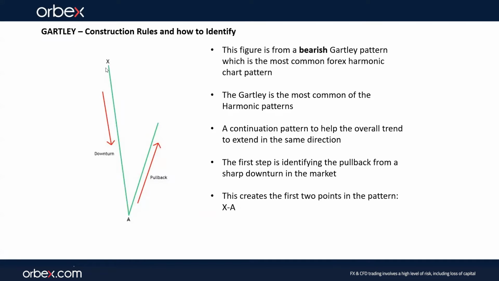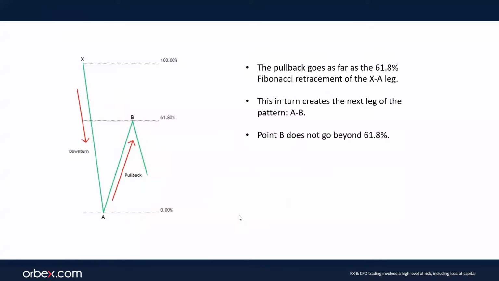I've got an example that I want to show on my MT4 demo platform with Orbex shortly, but I just want to go through all of these in step-by-step detail. As I said, any questions you have, please let me know. So we've got the downturn and that's created the X to A leg. Now we're looking for a pullback. This pullback will create the A to B leg, which we'll now look at in more detail.